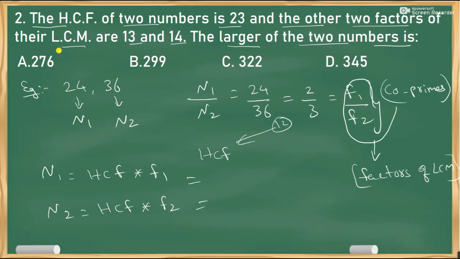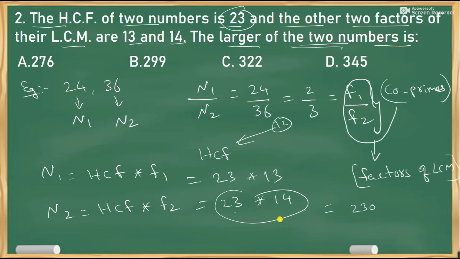Now take down the given data. HCF of two numbers is given as 23. So it's 23 in both the cases, and the two factors, one is 13, the other one is 14. Now you have to find the larger of the two numbers. The larger is 23 into 14, which is 322. So the answer for this question is 322.